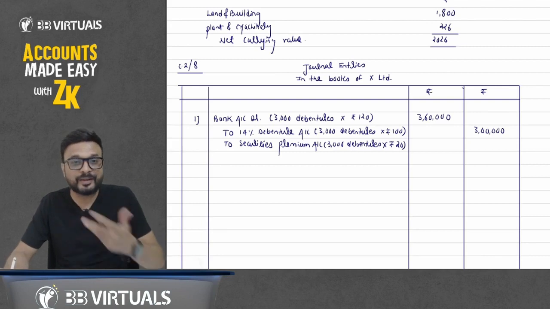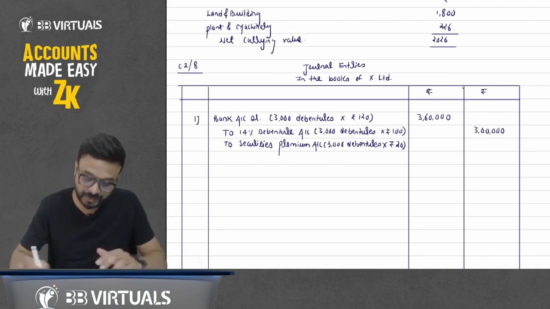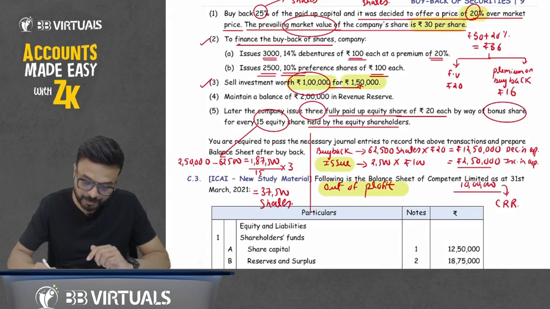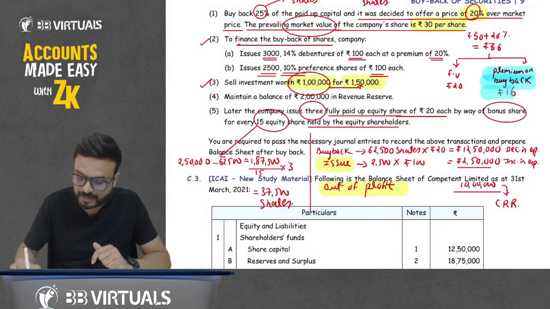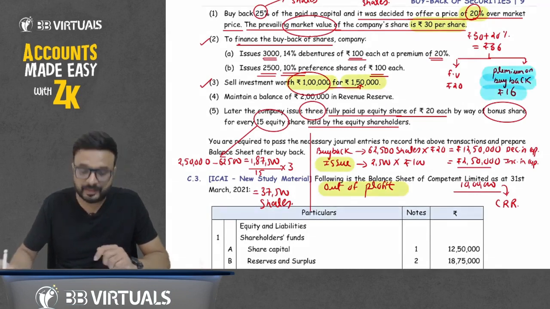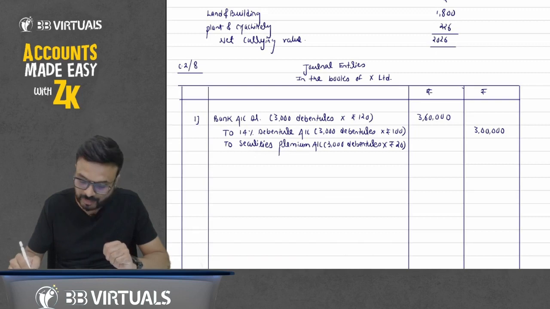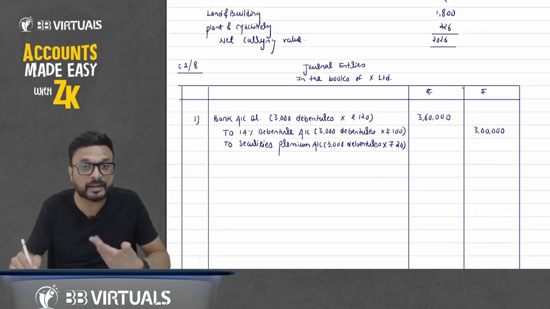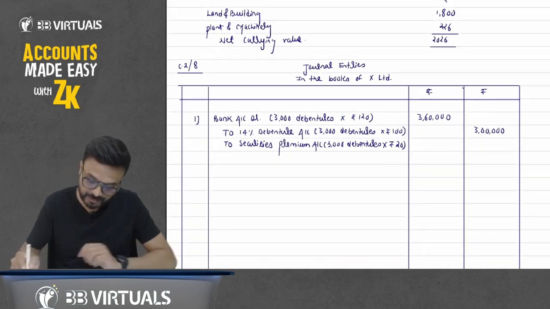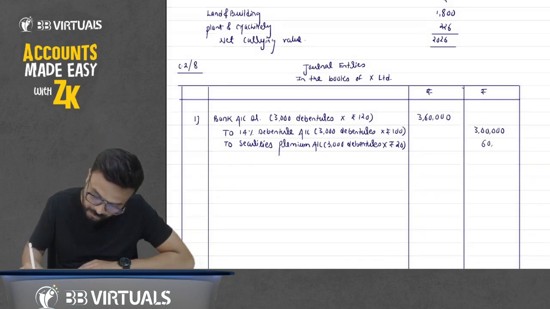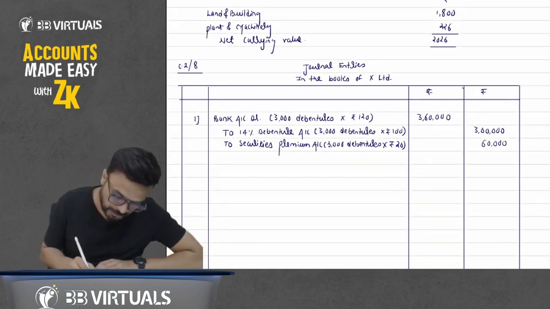So we are not giving premium. When we give premium, there is a difference here. Here this premium is premium on buyback. We are giving this premium. And here, this premium I'm writing, we are not giving, we are receiving. This is a premium at the time of issue of debentures. That is 60,000.